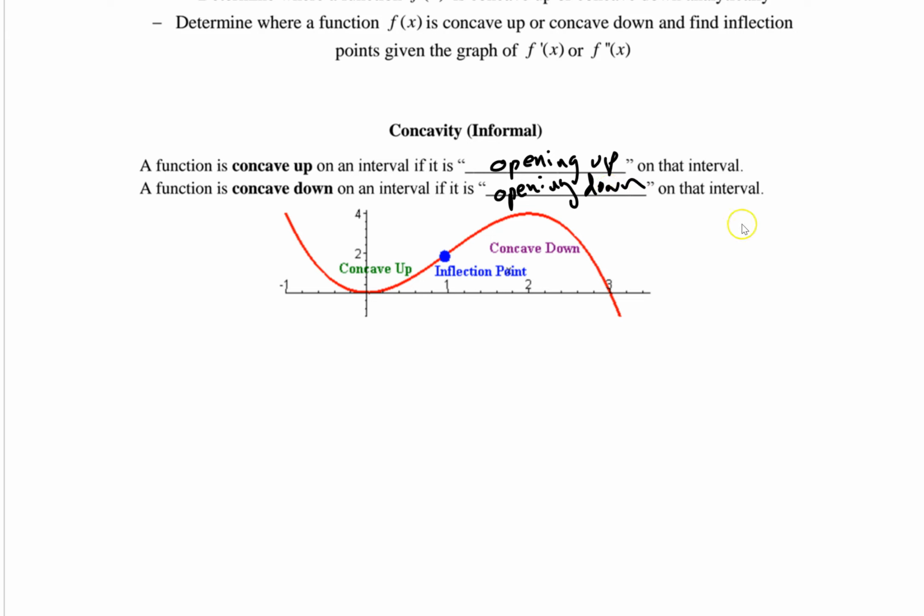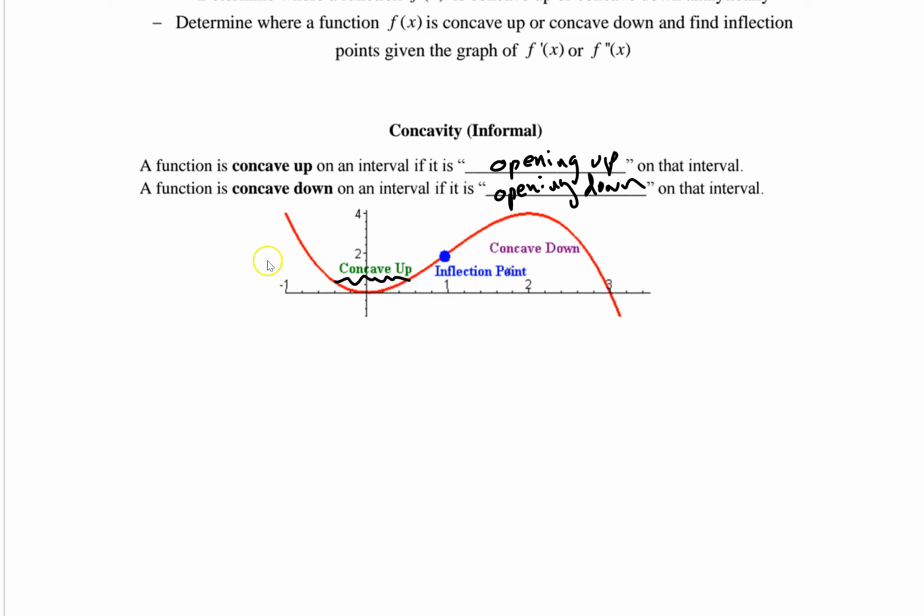On an interval. A lot of people see this as holding water. This one could hold water, this one can't. Like if it's a bucket or something, that could hold water. This one, that can't happen, it's going to fall out. So that's the main idea of concavity. It's about the shape of it. If it's opening up, concave up; opening down, concave down. Hopefully a simple idea.